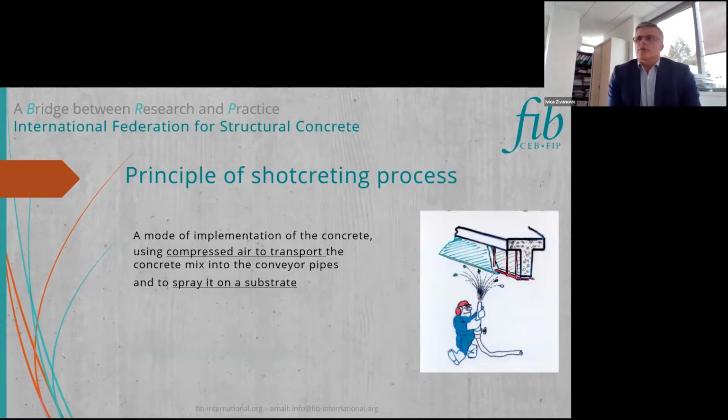So first of all, the shotcreting process is a handmade, if I can say, implementation of the concrete using mainly compressed air in order to transport the concrete mix through the conveyor pipes and to spray it onto a substrate of the structure that we would like to repair or to reinforce.